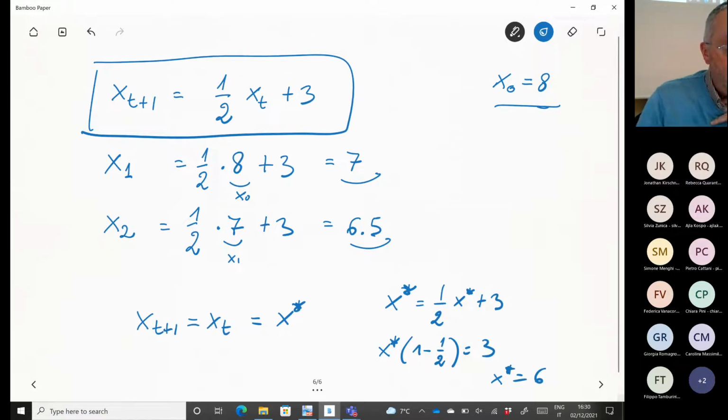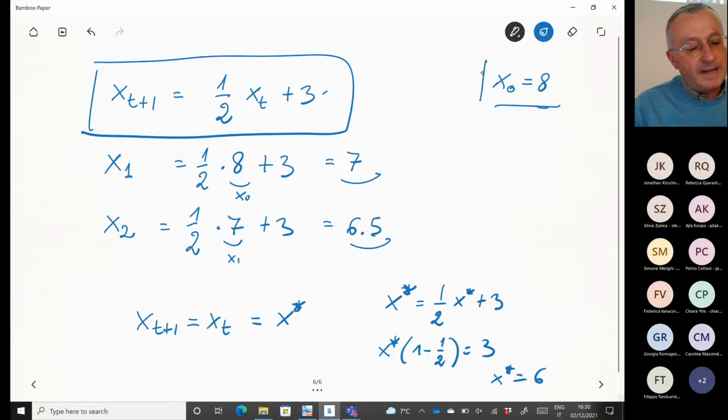If you start from the level 6 instead of 8, like here, try to start at the level 6. If the x0 is 6, what is x1? 1/2 times 6, 3 plus 3, 6. It is again 6. So at time 1, the level of the variable is 6. What about time 2? Time 2 will be 1/2 times 6 plus 3, 6. It will remain constant, okay? This is a steady state solution.